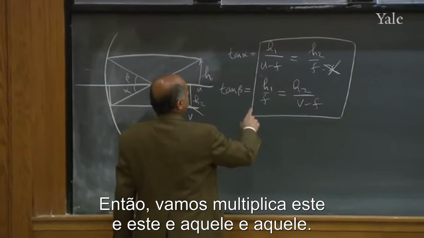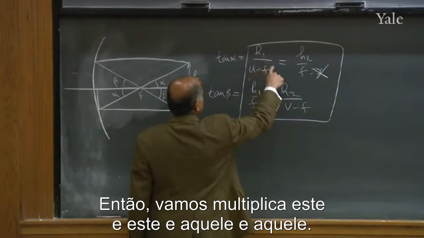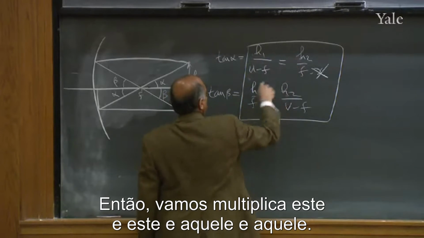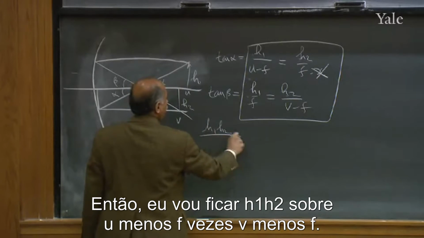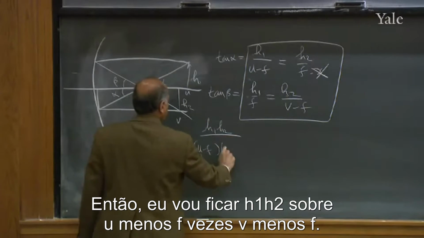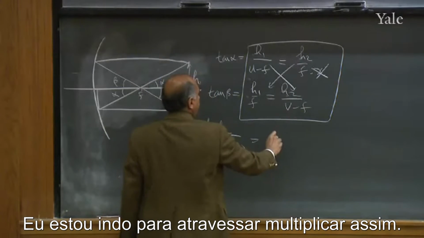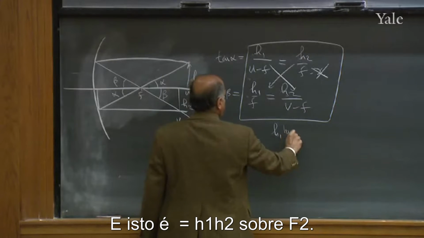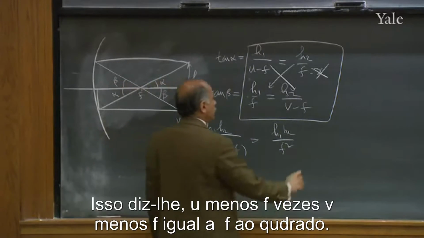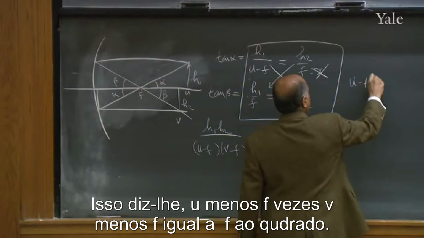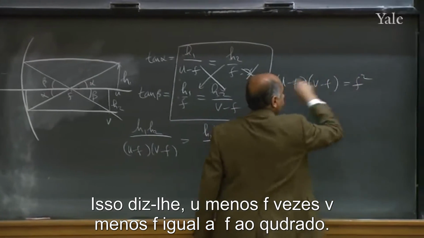So let's multiply this one and this one, and that one and that one. So I'll get h1 h2 over u minus f times v minus f, cross multiplying like that, is equal to h1 h2 over f squared. That tells you u minus f times v minus f equals f squared.